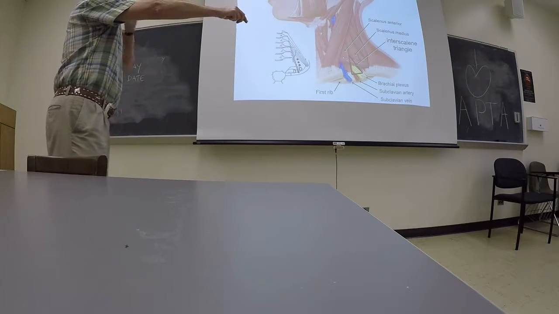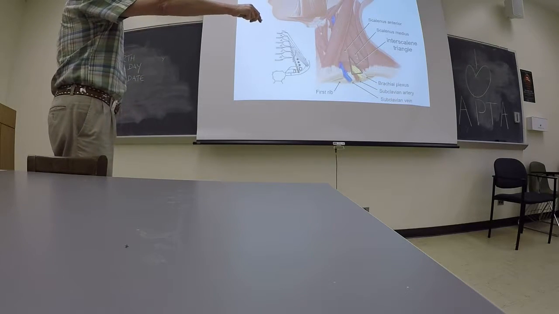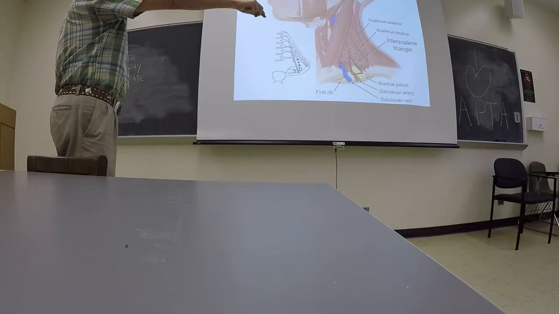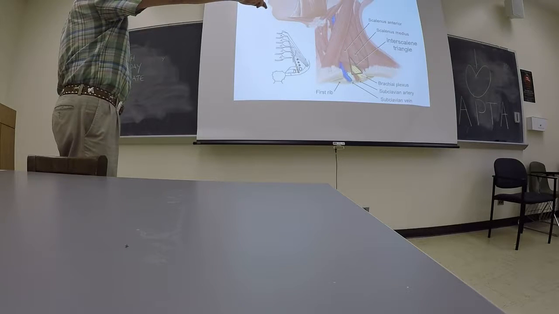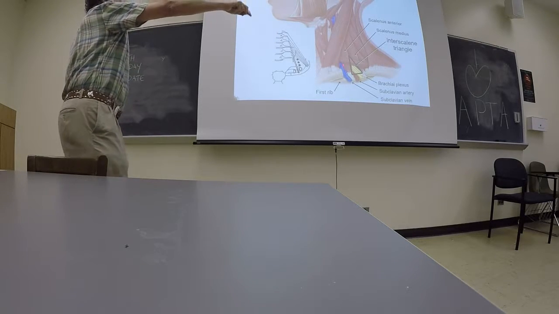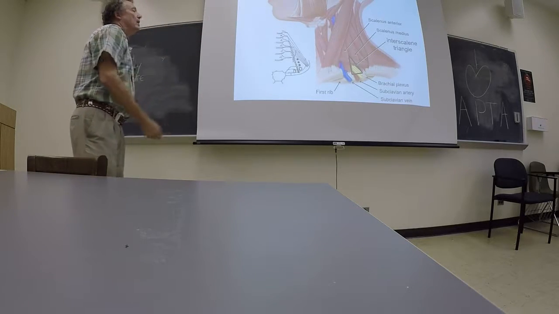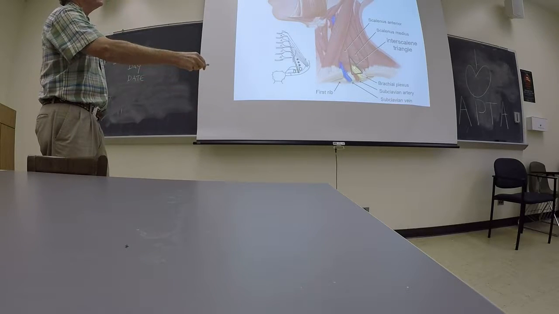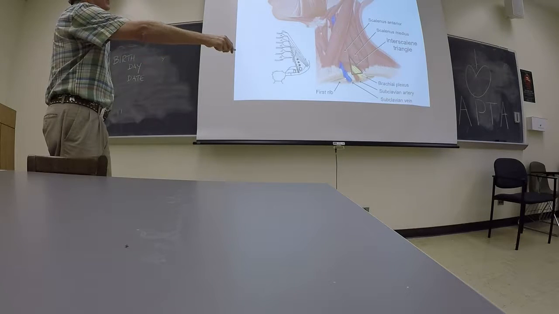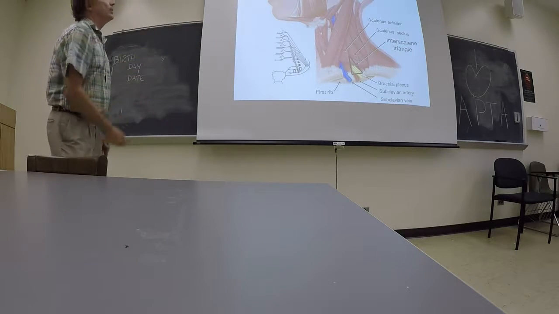So here was that interscalene triangle, between the anterior and middle scalene. And in that area down there is the brachial plexus and the subclavian artery, but the subclavian vein, once again, is in front of those and in front of the anterior scalene. Once you find the brachial plexus, it's pretty easy to sort out which is the anterior scalene and which is the middle scalene. So you look for the vein in front, the artery with the brachial plexus.